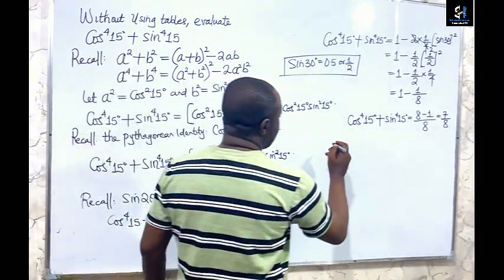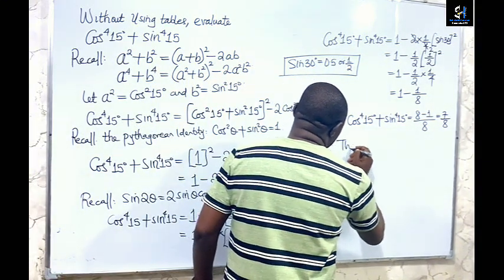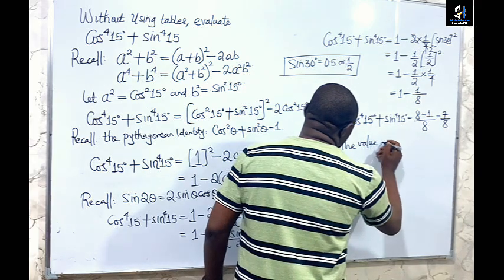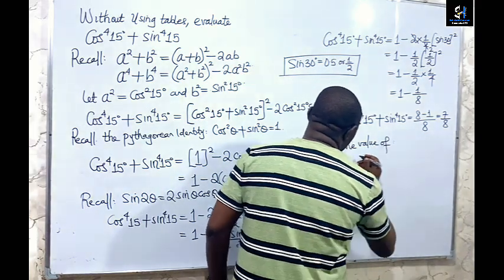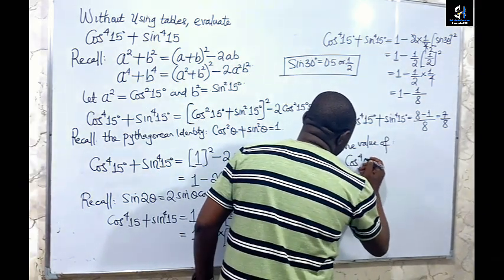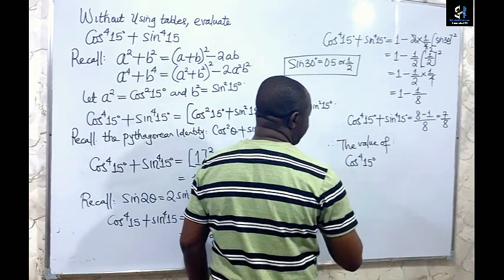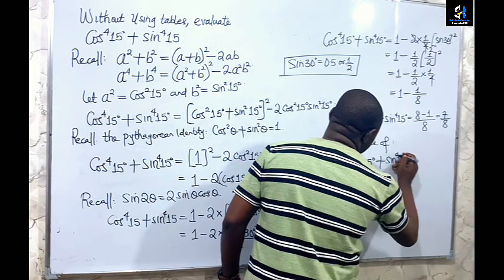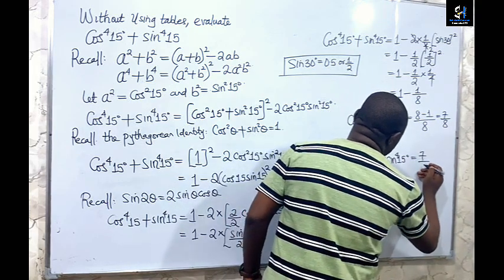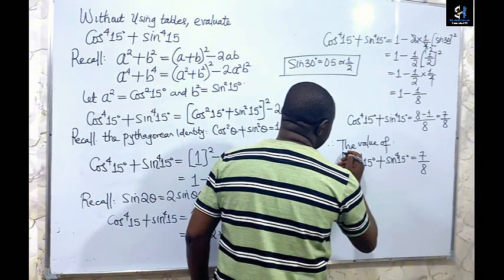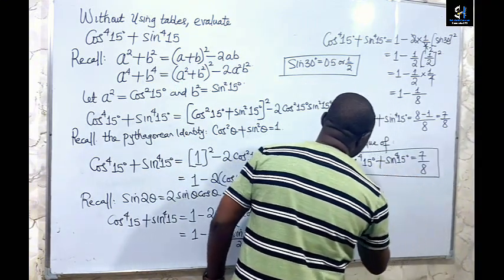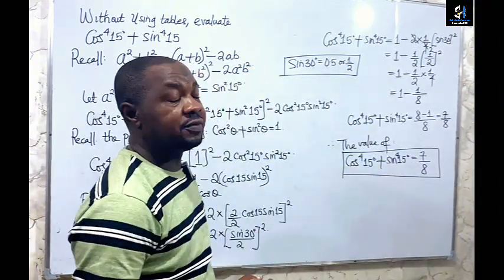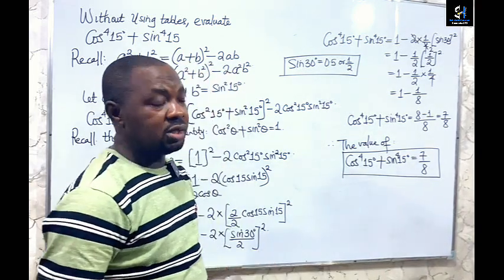So which means that the value of cos 15 degrees raised to the 4th power plus sine 15 degrees raised to the 4th power is 7 over 8. So cos 15 degrees raised to the fourth power plus sine 15 degrees raised to the fourth power is equal to 7/8.